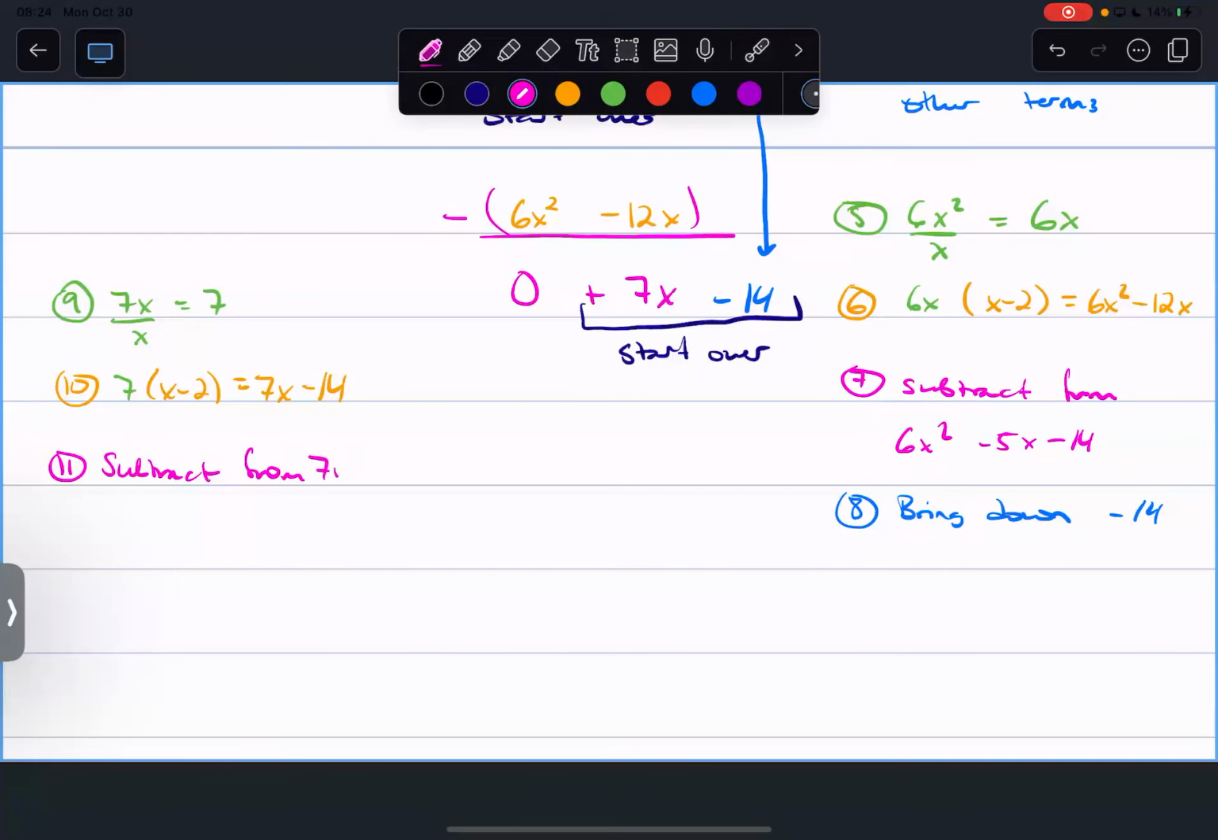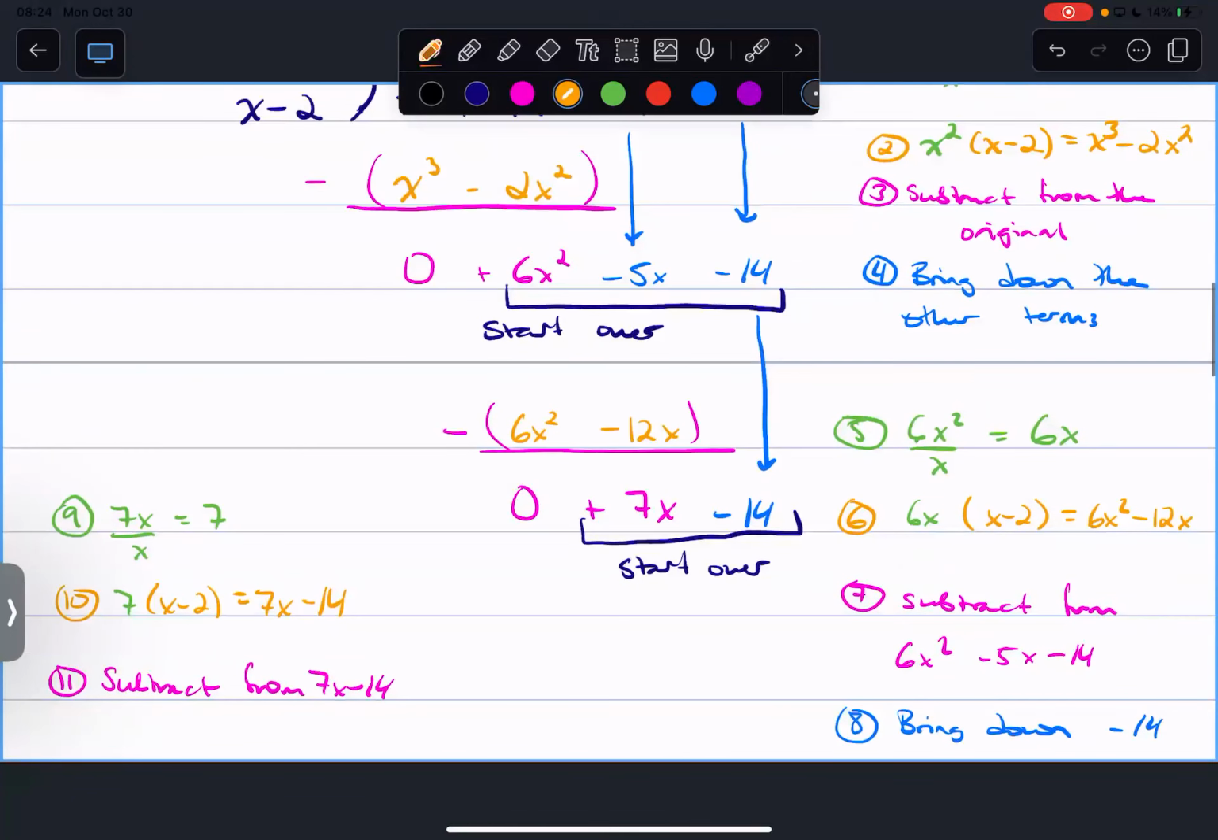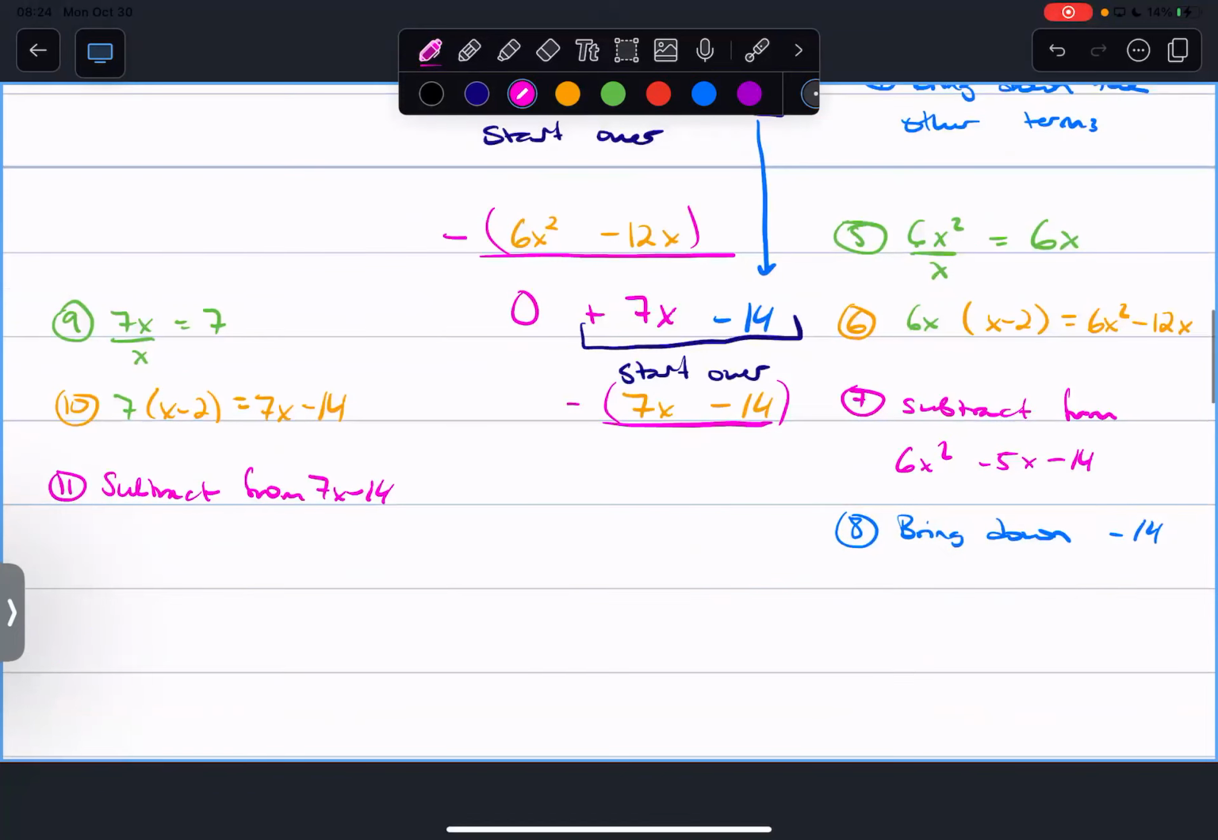Subtract from 7x minus 14. Okay. Yeah, I forgot to write it down. 7x minus 14. Oops. Subtract that. 7x minus 7x puts me at 0. That's good. Negative 14 plus 14 also puts me at 0. We're all out of terms. And we're done.